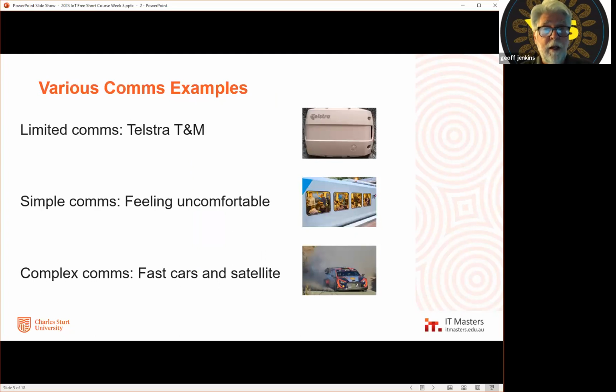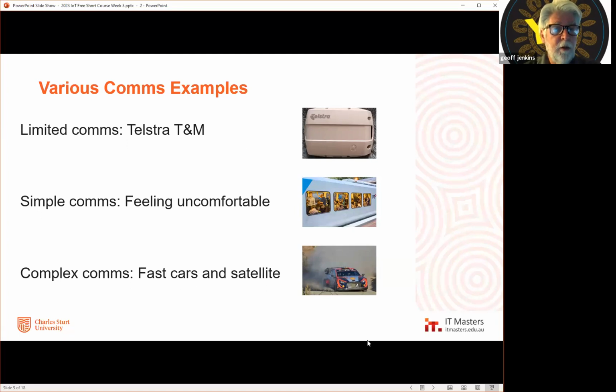So the good thing for us is this is all opportunity for us, not necessarily because we're programmers. We might be programmers, but the point of it is that if we're involved in IoT projects, then somebody's going to be programming. And if we're leading and designing, then we may not do the programming, but we have to recognize that it needs to be done. So my three examples are one with limited comms, one with what I called simple comms, and one with complex comms. The limited comms one is Telstra Track and Monitor, and I gave you a picture there of the device. You'll see Telstra written on it. It's a Cat M1 device. We'll talk a little bit about what it does and how it might be used, and particularly how it might be enhanced in our first example shortly.